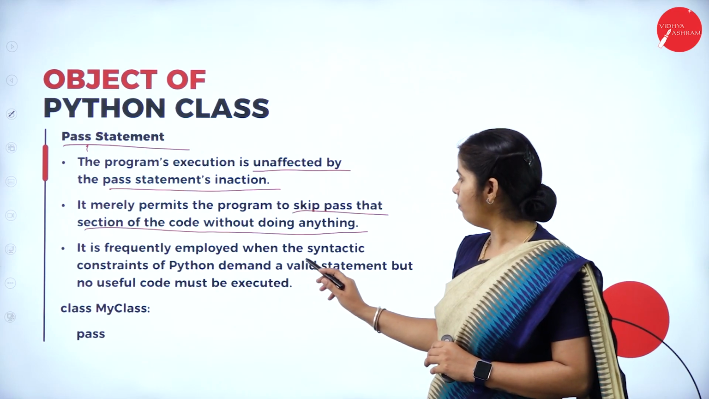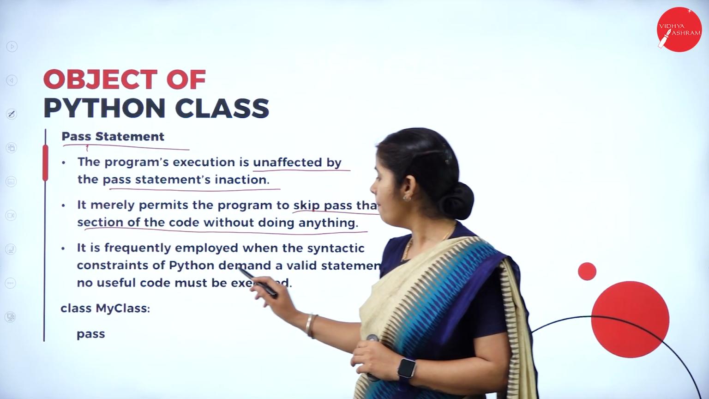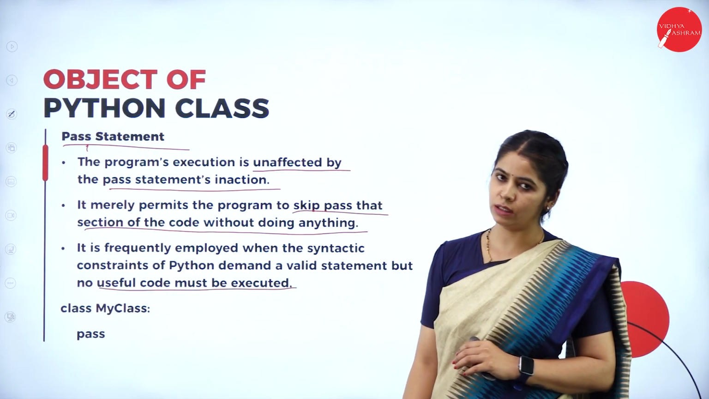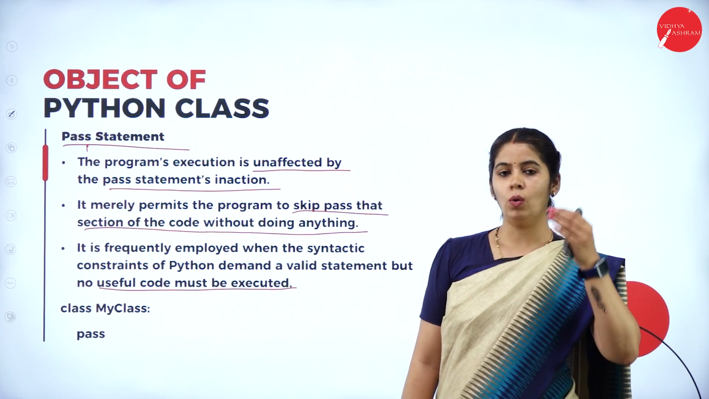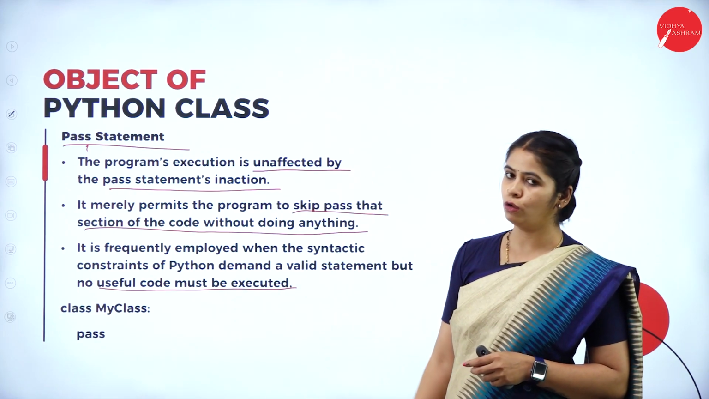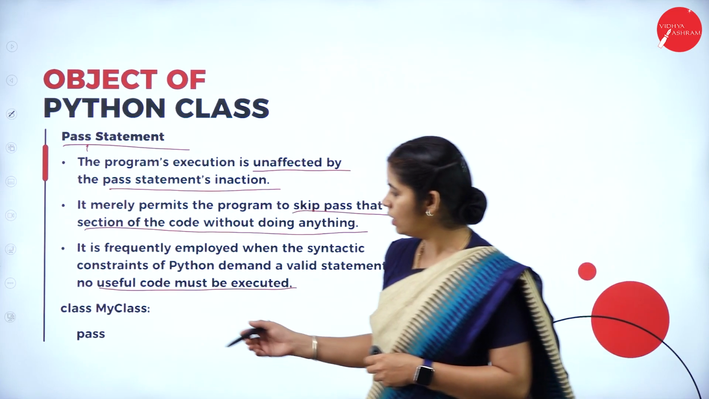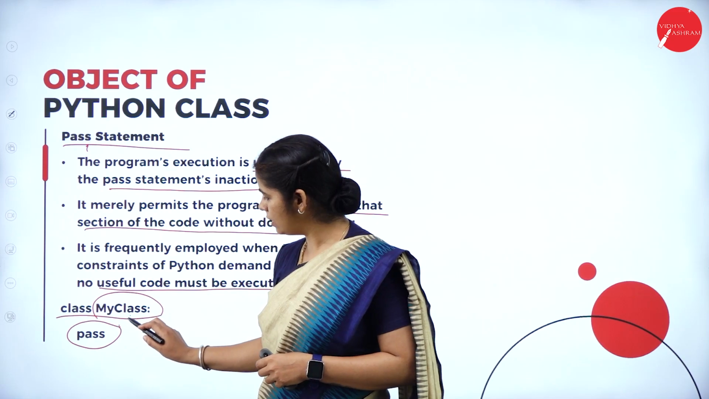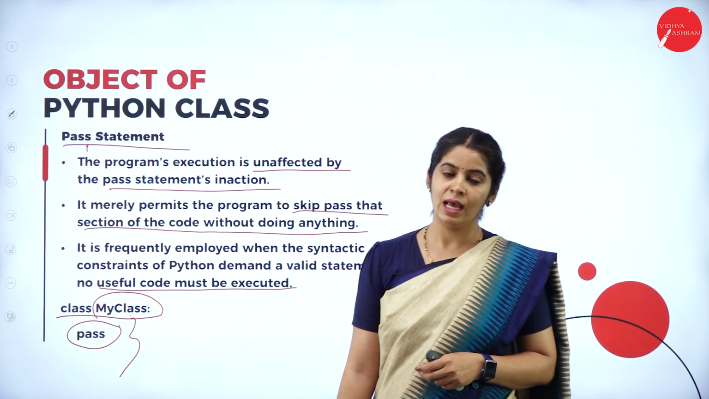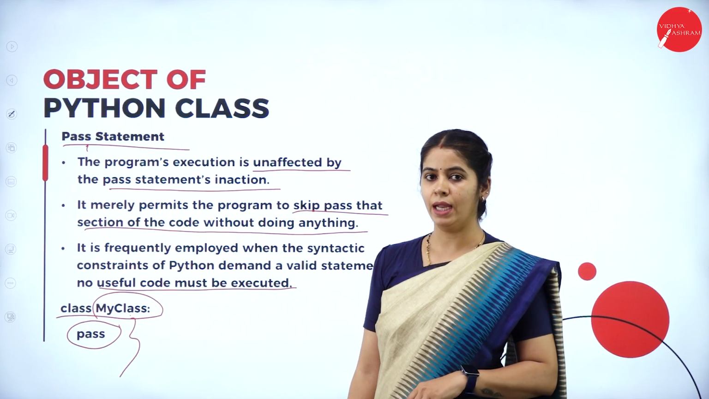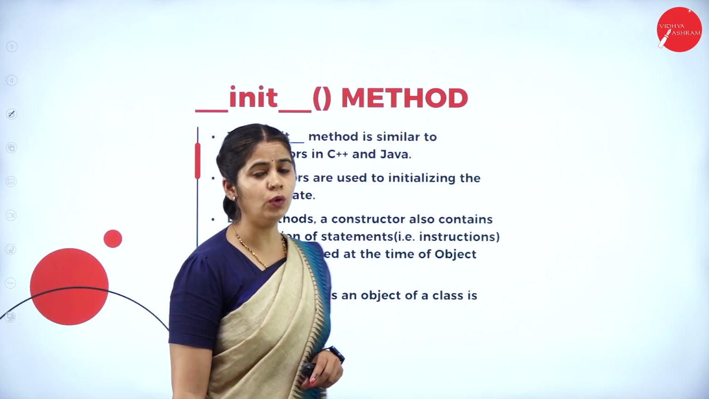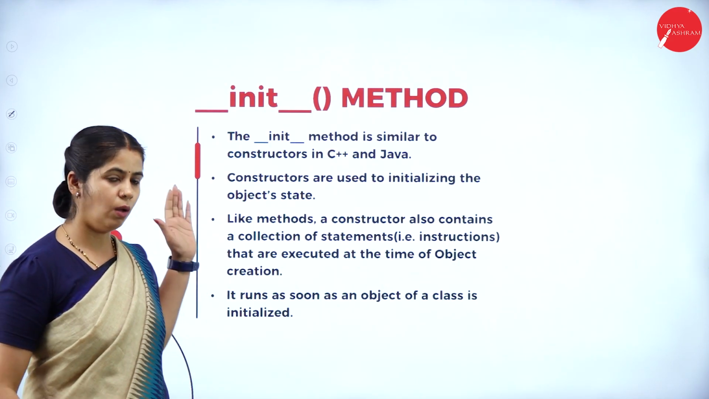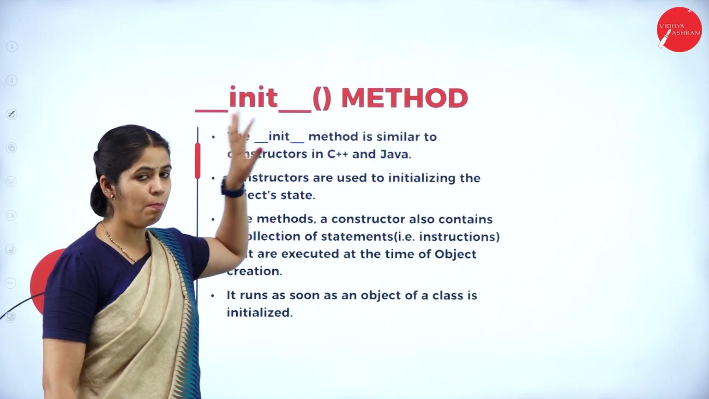It is frequently employed when the syntactic constraint of Python demands a valid statement but no useful code needs to be executed. Whenever we want to execute only limited code, then we can use a pass statement. How to implement pass? Class, my class, this is a class name. If I give pass here, it will skip whatever the content of that class is and execute the remaining set of instructions.